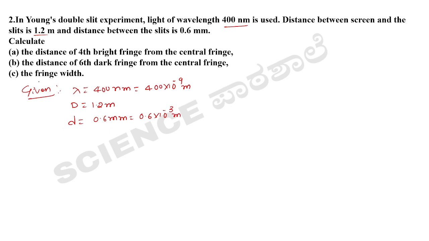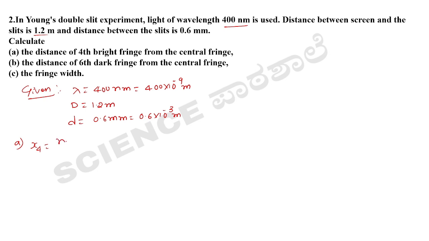So first one, what they given? First A, distance of fourth bright fringe from the central fringe. X4 we have to calculate. X4 is equal to, so which type of fringe it is? Bright fringe. What is the formula for bright fringe?